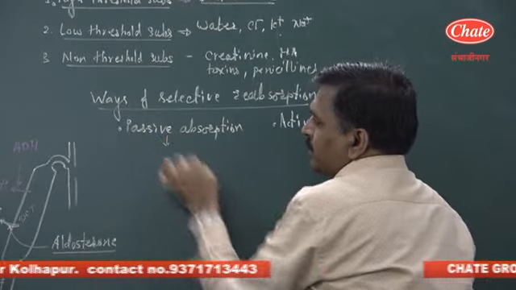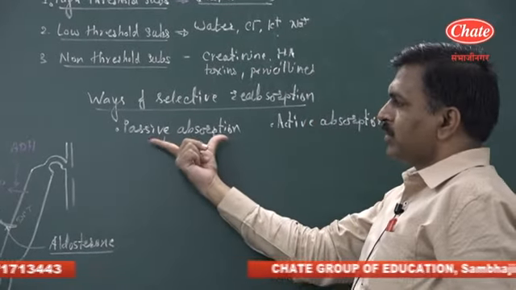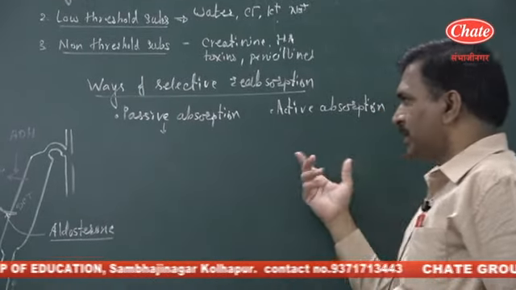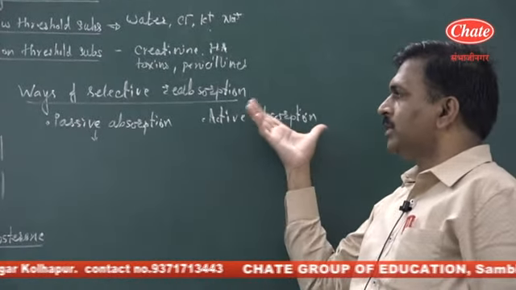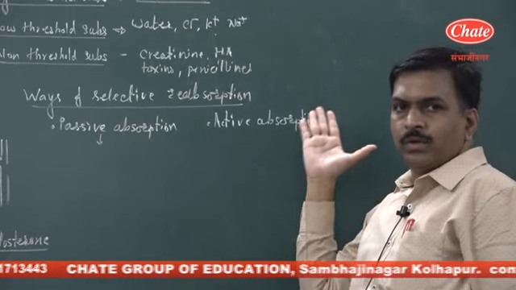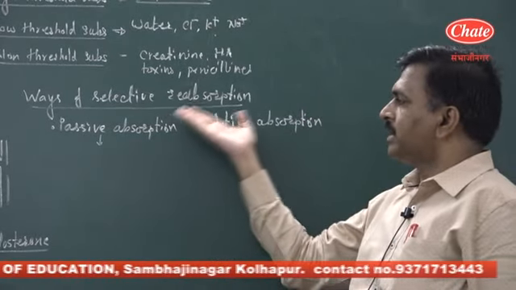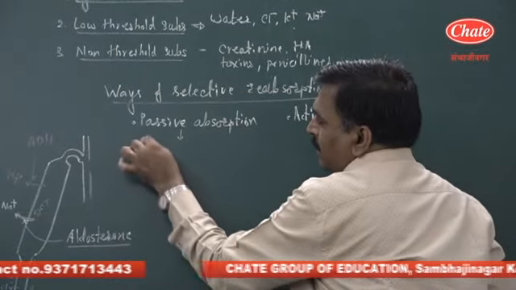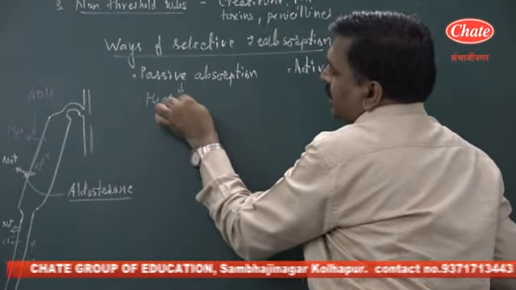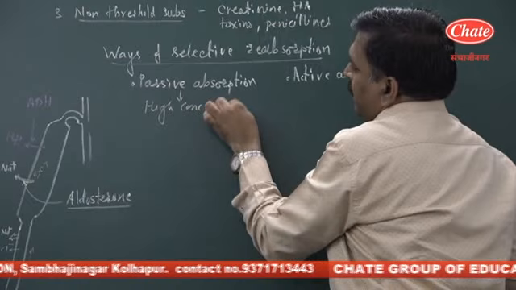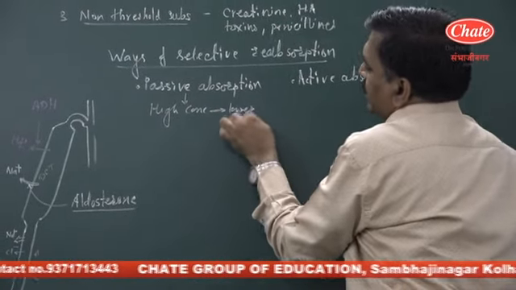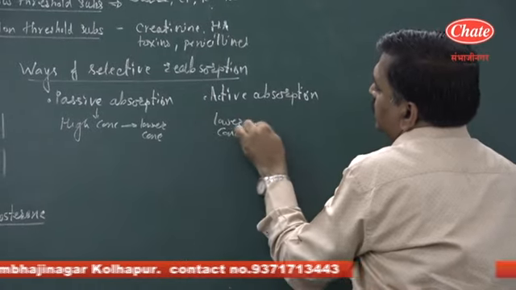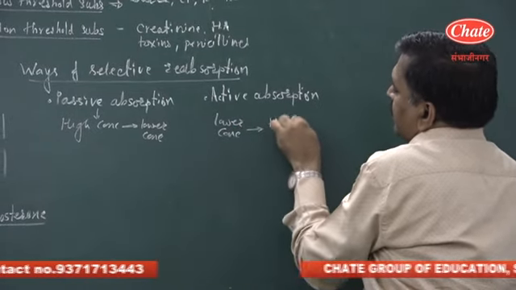Passive absorption means reabsorption of substances occurs from higher concentration to lower concentration, while in active absorption, the absorption occurs from lower concentration to higher concentration, and here energy is used. So here the transport is from higher concentration to lower concentration, while here it is from lower concentration to higher concentration.